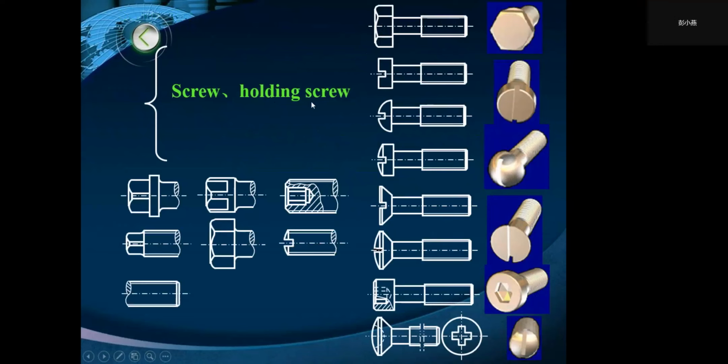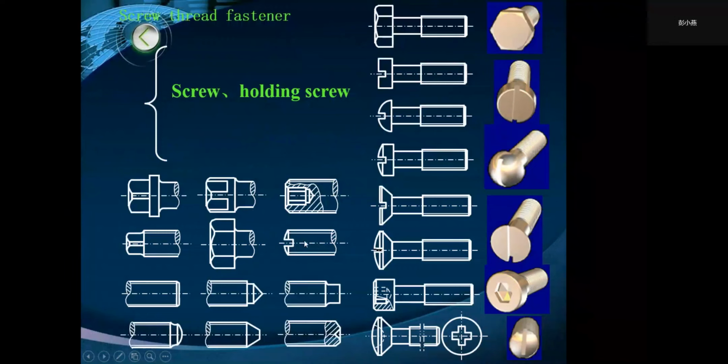And the holding screw or set screw is headless and is designed to bear directly on the mating part by being inserted into tapped holes. So this is a set screw. It is headless. And the holding screw or set screw is used for the set screw joint.